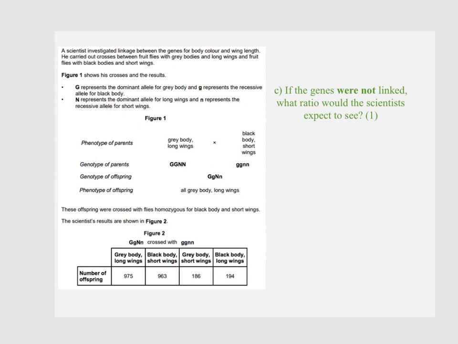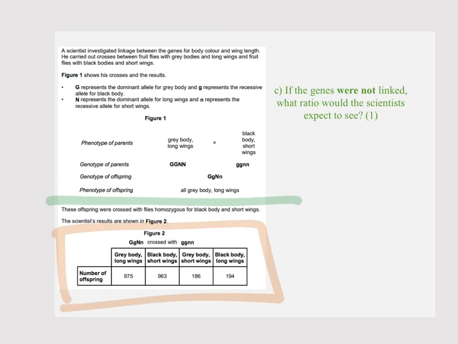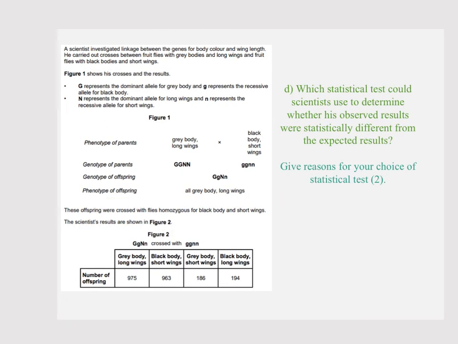If the genes were not linked, what ratio would the scientists expect to see in the offspring? And finally, which statistical test could scientists use to determine whether his observed results were statistically different from expected results? Now give reasons for your choice of statistical tests.